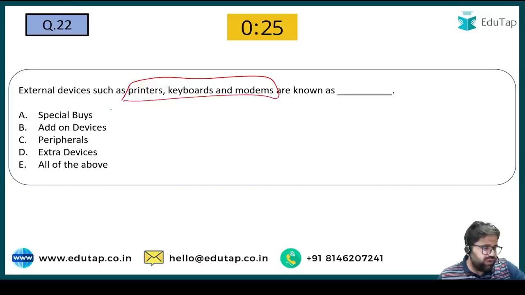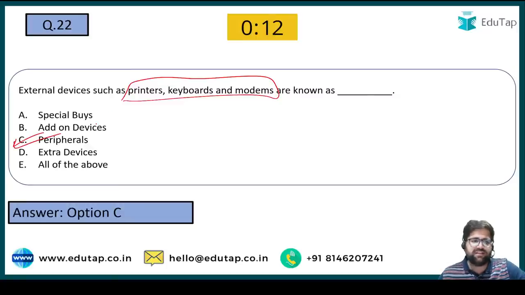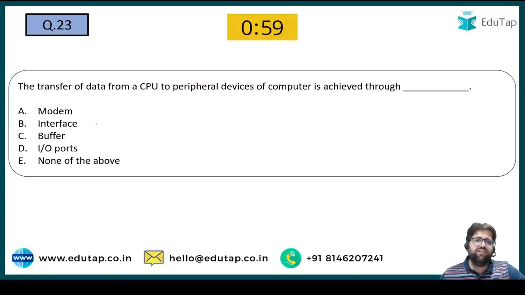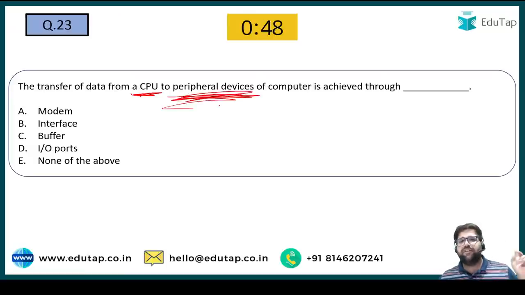Mega is going with C. Sagar is also going with C. Anuradha, each and everyone is going with C only. Sonal, Virendra, Riddhi, all are going with C. Yes, the correct answer here will be option C, my friends. We have seen how different peripherals work. Now we are coming to the definition of different components. The transfer of data between the CPU and the peripheral devices of the computer, what is it known as?